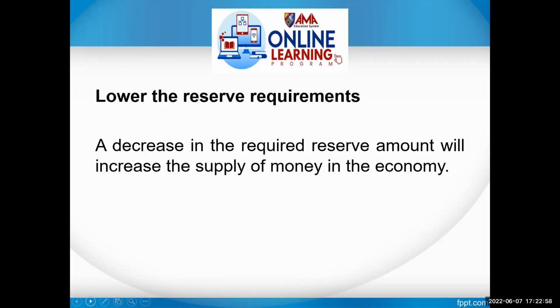Second, lower the reserve requirements. A decrease in the required reserve amount will increase the supply of money in the economy. Let's go back to the example a while ago. Let's say the reserve requirement is 10 trillion, for instance. Now, if we're going to reduce it to, for instance, 9 trillion, what will happen to that 1 trillion? It will circulate within the economy. Therefore, it will increase the supply of money in the nation. More supply can be used by the people.